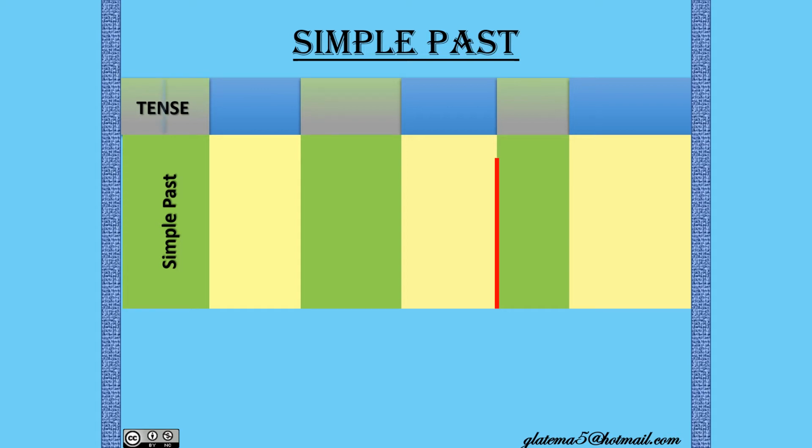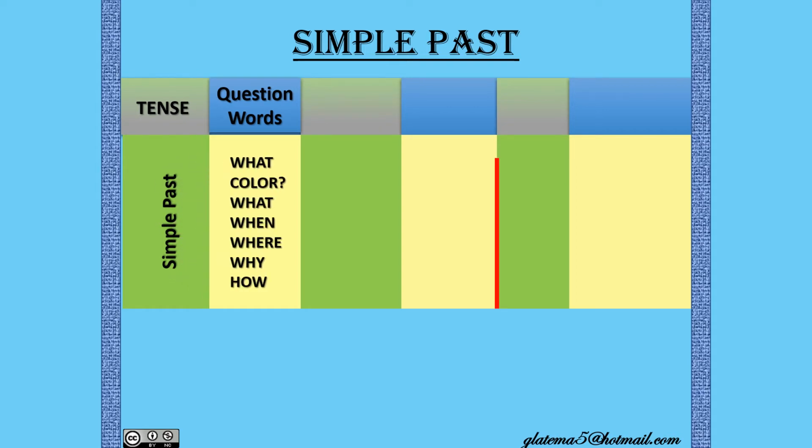Then, the first position that we are going to see is the question word in the specific questions. So, here, first you put the question words, for example, what color, what, when, where, why, how many, how much, how far, how long, any question word that you want to use. After that, we have the auxiliary that we use to make questions and to make negative sentences. In this case, it's for the question. And we have only one auxiliary. It is did.